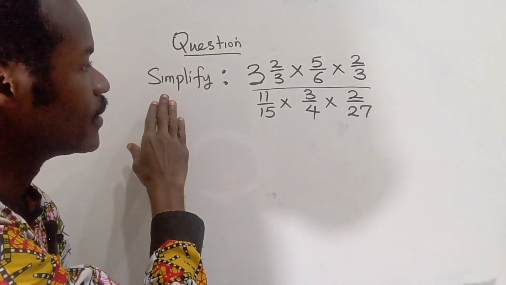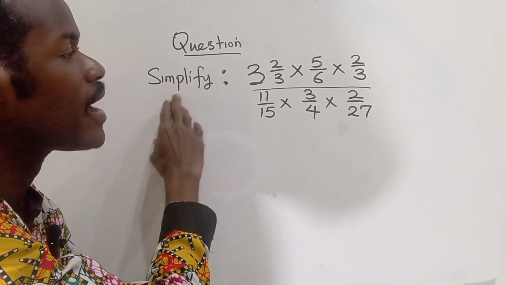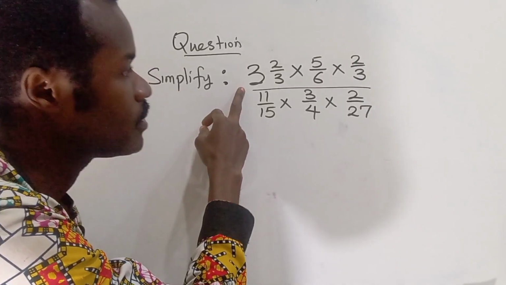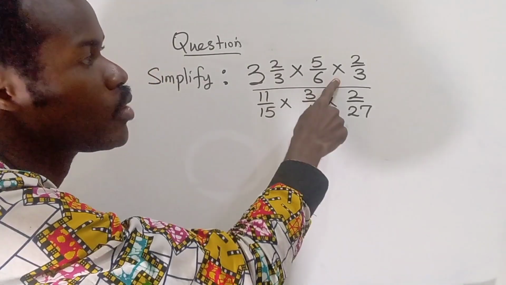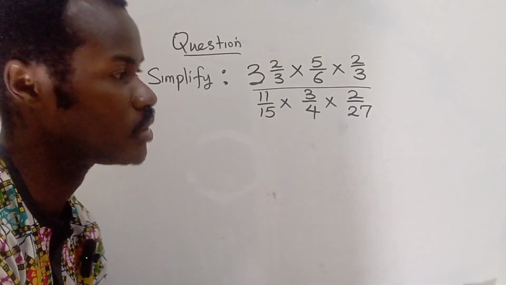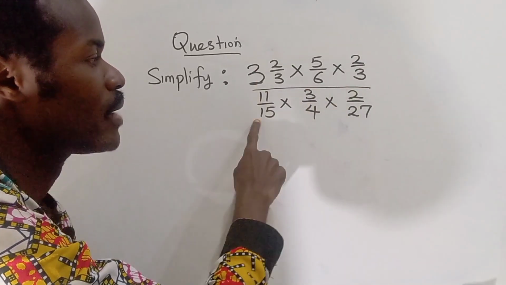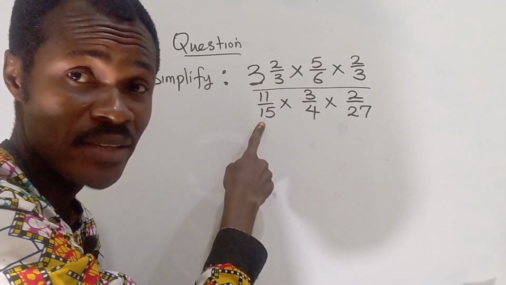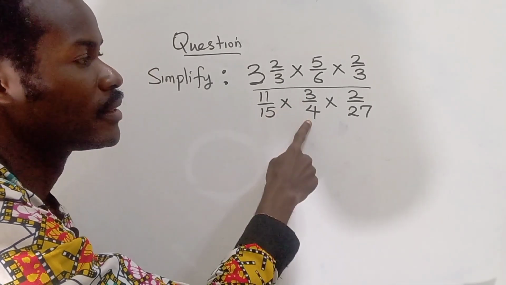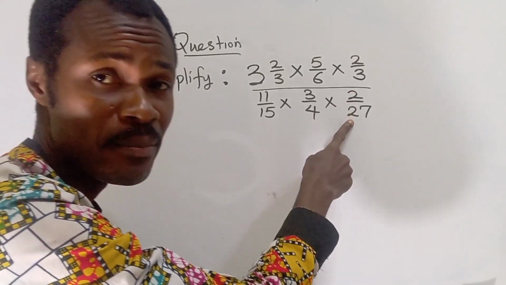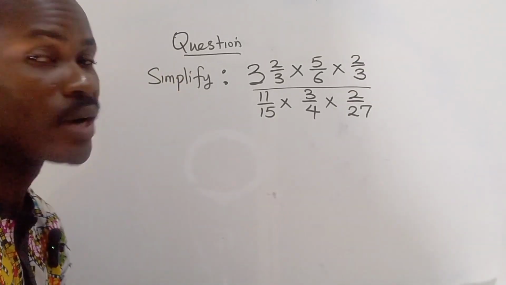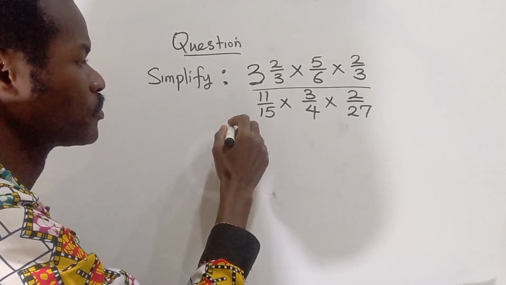Alright, so we have the question on the board that says simplify: 3 whole number 2 over 3, multiplied by 5 over 6, multiplied by 2 over 3, all divided by 11 over 15, multiplied by 3 quarter, multiplied by 2 over 27. So how do we solve this problem?